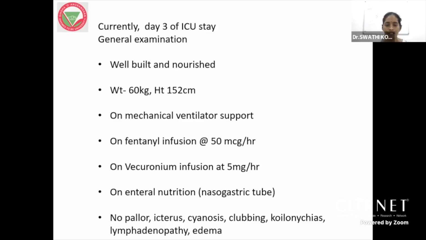So I will do a rapid sequence induction in these patients, sir. I will give a fixed dose of propofol, 2 micrograms per kg body weight, and a fixed dose of vecuronium, 0.1 mg per kg body weight. And I will also give analgesia, injection fentanyl 2 mics per kg body weight. After that, I will do laryngoscopy and intubate the patient with 8.5.